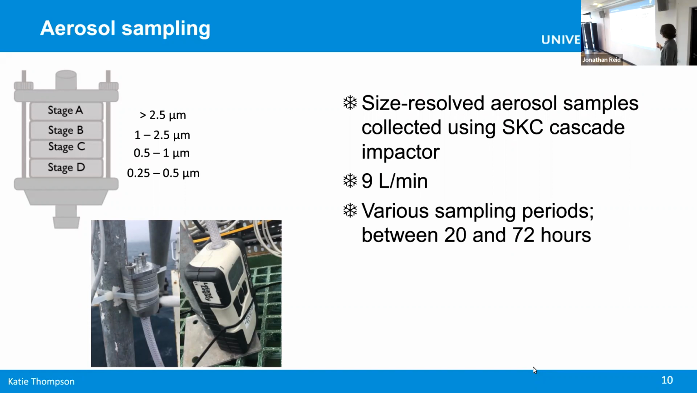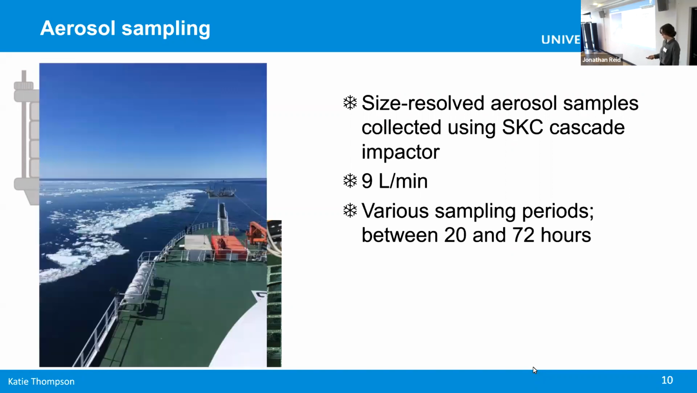But it could only be run at 9 liters per minute, which is quite a slow rate, and because concentrations of aerosols in general in that region are quite low, I had sampling periods between 20 and 72 hours in order to get a decent enough signal to be able to see anything. But as I said, because it's nice and small and portable, I was able to put it up on this little mast right at the front, away from everything else, away from the shipping emissions. And I also had a tiny little OPC running alongside it to analyze what the aerosol concentrations were whilst I was taking my measurements.